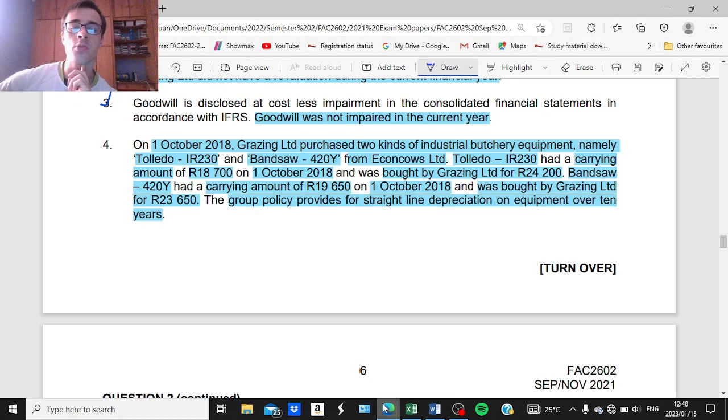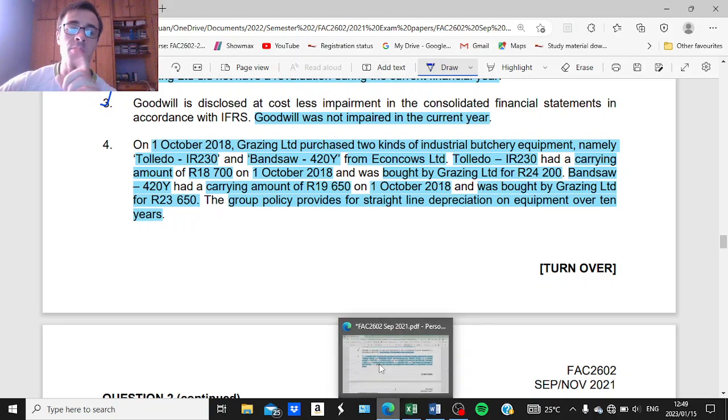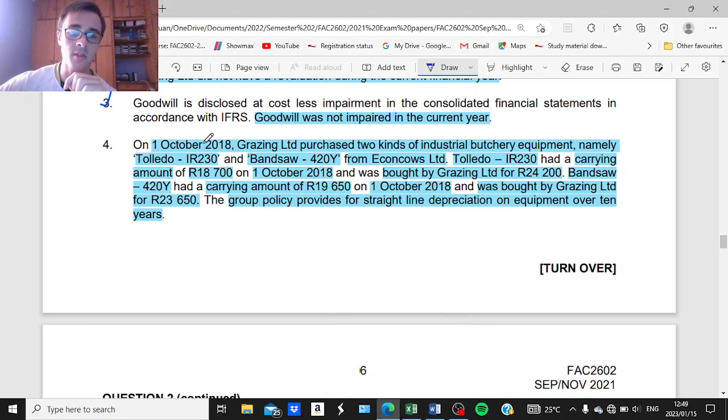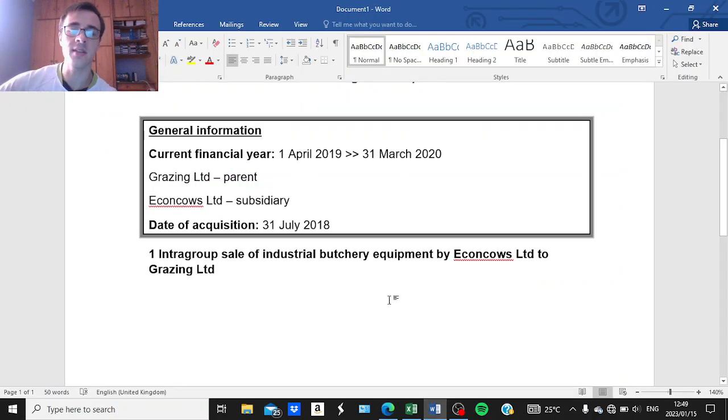Alright, now because we are dealing with 2 kinds of equipment, we will split the calculations of the unrealized profit or loss and the unrealized appreciation that is associated with each piece of equipment. However, we first need to take note of the date of sale or the date of the intergroup transaction, which is the 1st of October 2018, which is clearly in the previous financial year.